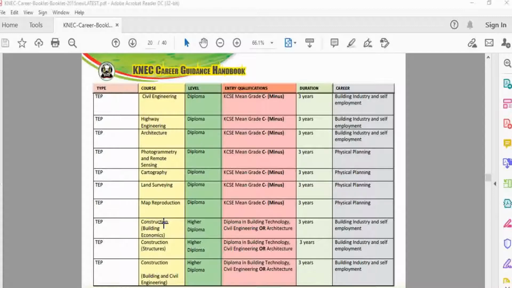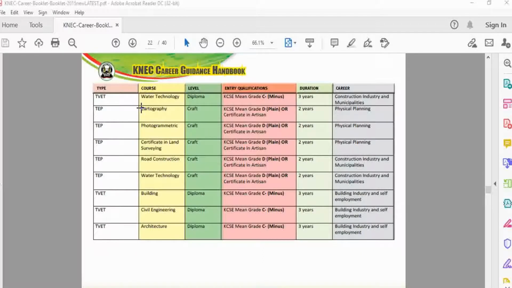Not all the courses may be available in all institutions, again depending on the availability of the students. Notice the entry requirement for diploma courses across the board is C-, and the duration for diploma courses is always 3 years.